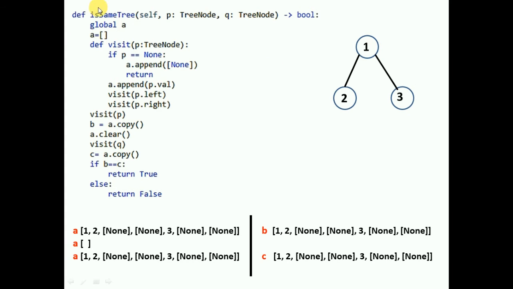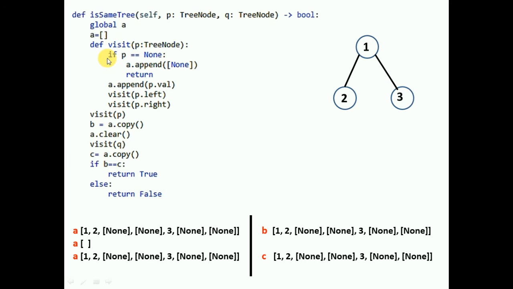So here the function is def isSameTree. This function is given by LeetCode, and you have to fill in all these lines. Only one empty function is given, and you have to complete the function. So the tree is 1 2 3. What is our first step? Our first step is to traverse through all nodes, then keep the values of the nodes in a list.